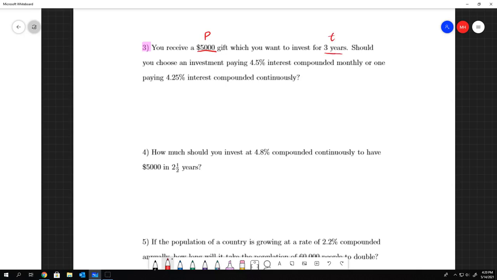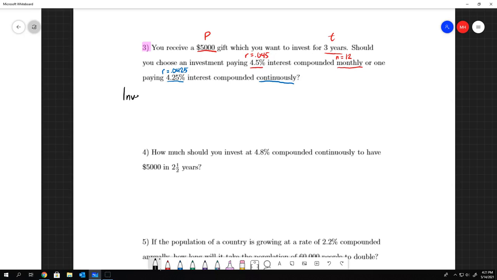So there's T. It says, should you choose an investment paying 4.5% interest, so here's an R, 0.045, and this one's compounded monthly, so there's 12 months in a year. Or should we pick one that is paying an interest of 4.25%, so 0.0425, that's compounded continuously. So this one I have 2 things to look for, investment A and investment B, and I'm going to pick which one seems like the wiser choice.